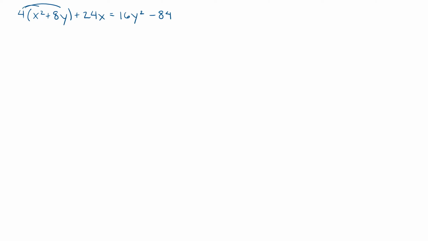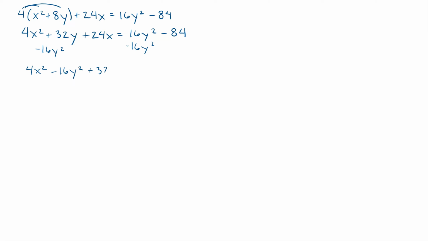I'm going to go ahead and distribute my 4. I get 4x squared plus 32y plus 24x equals 16y squared minus 84. And then I need to get my squared terms on the same side. So I'm going to subtract 16y squared. And so I have 4x squared minus 16y squared plus 32y plus 24x equals negative 84.